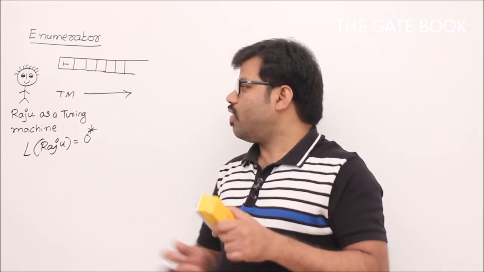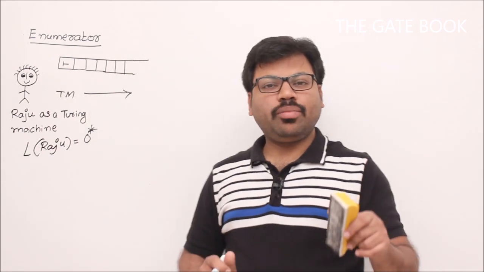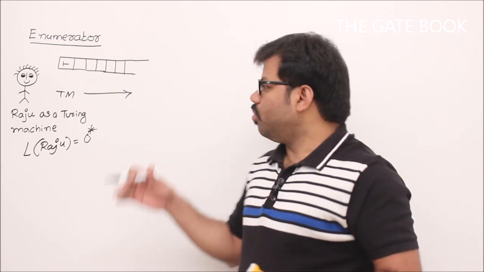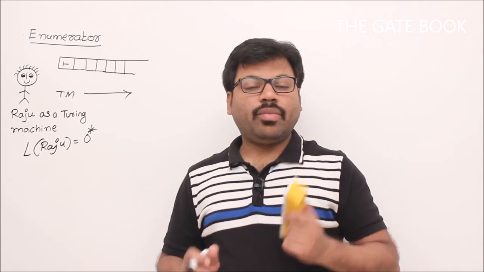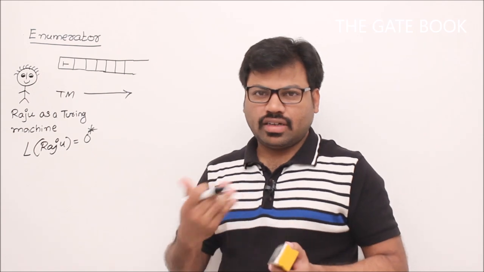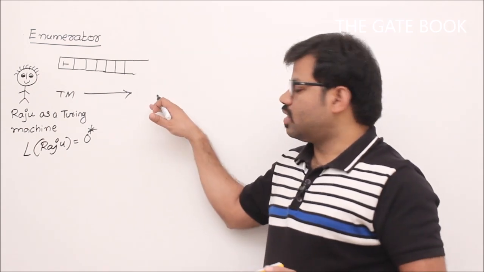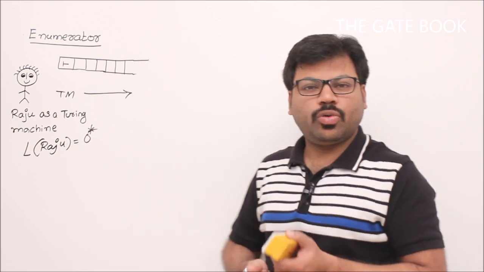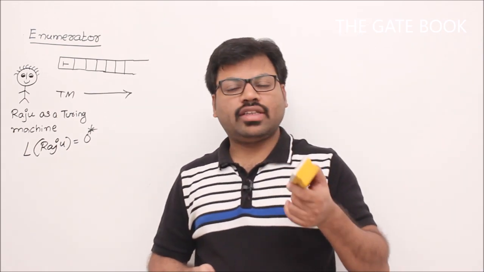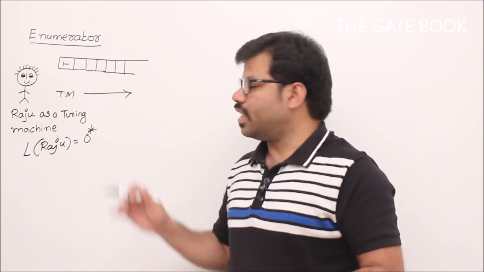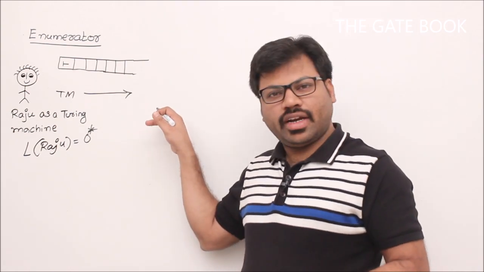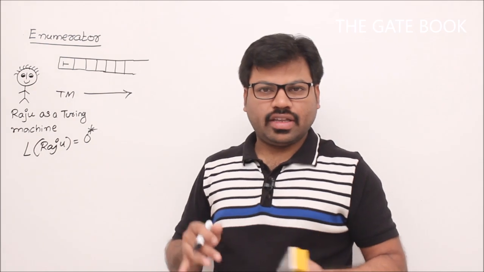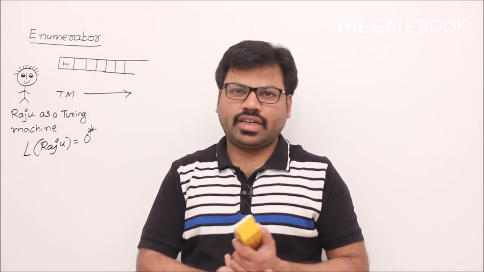A Turing machine generally, whenever input is given, accepts it, correct? But an enumerator won't take input, but it can generate strings on a separate tape called the output tape, and at that time it is in the enumerated state. That means your enumerator has an enumerated state and a Turing machine has a final state. Okay, in that way these two have similarities.